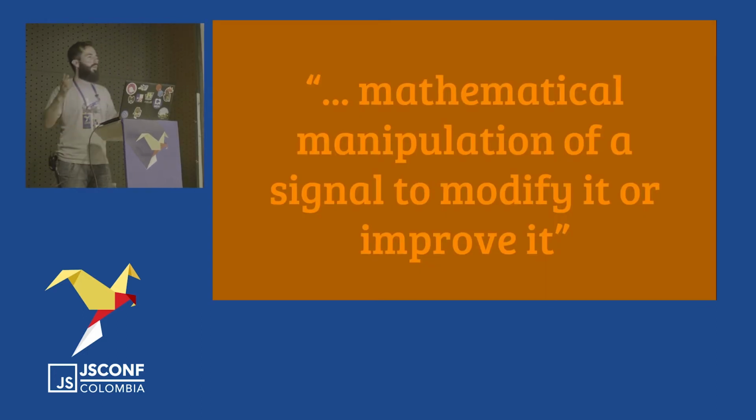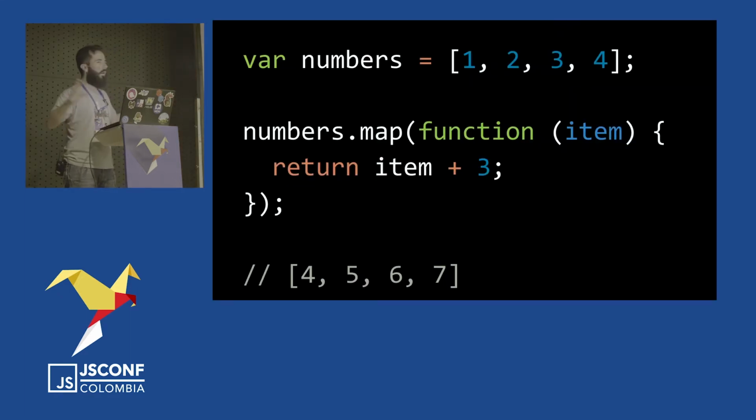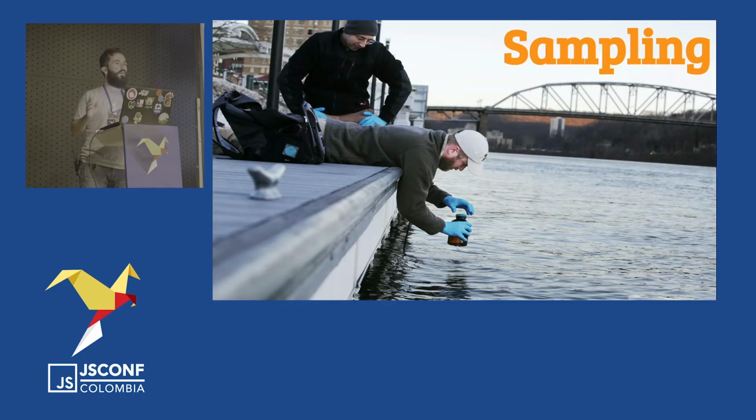But when you hear about something like signal processing, it looks very fancy and difficult, but the definition is mathematical manipulation of a signal to modify or improve it. So when you do something like a map on an array, adding something to each item, you're already doing signal processing. This array can be an image or audio or something from a sensor. But first of all, I would like to introduce the concept of sampling.